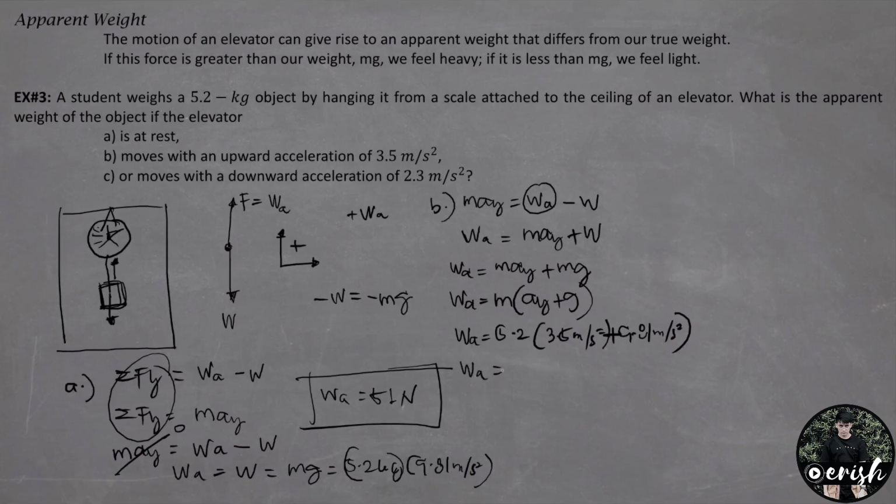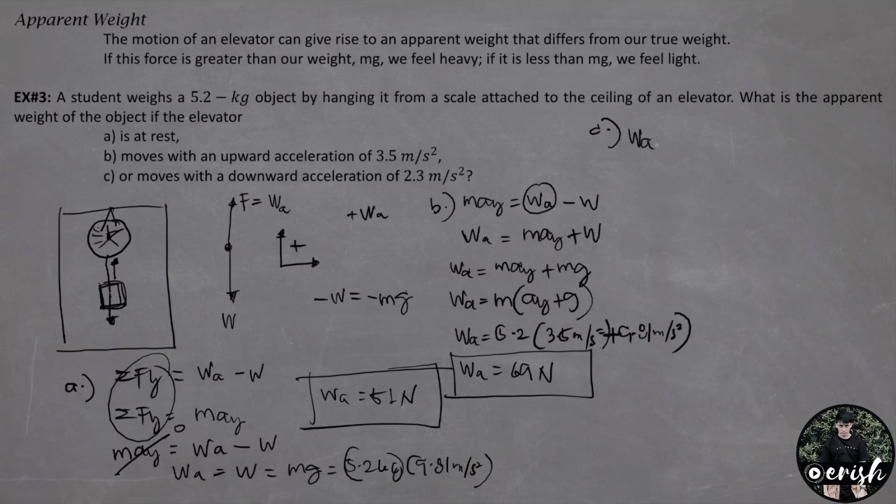The apparent weight now is equal to 69 Newton. Mas mabigat yung weight kasi pa-upward yung acceleration ng elevator, pa-contra dun sa weight. Kaya nadagdagan yung weight. And for letter C naman, downward naman yung acceleration.